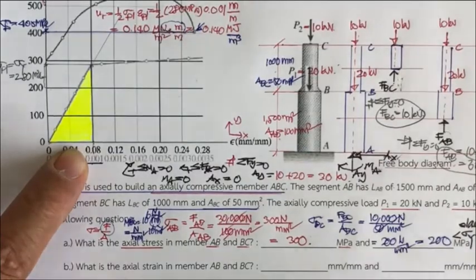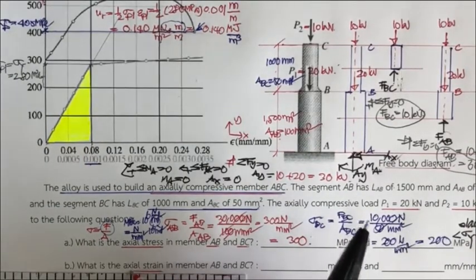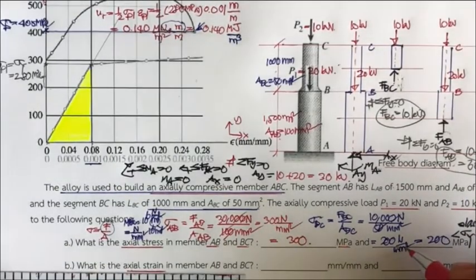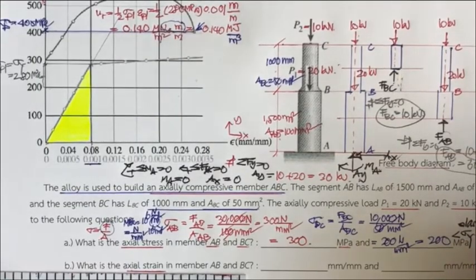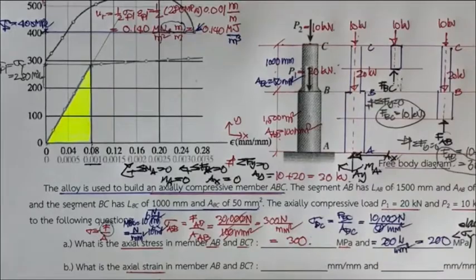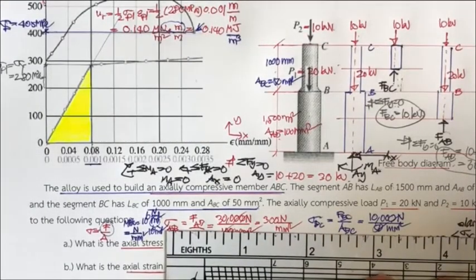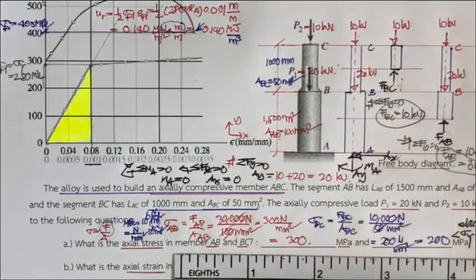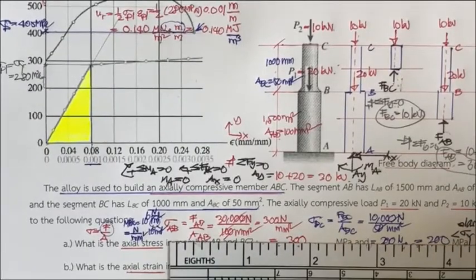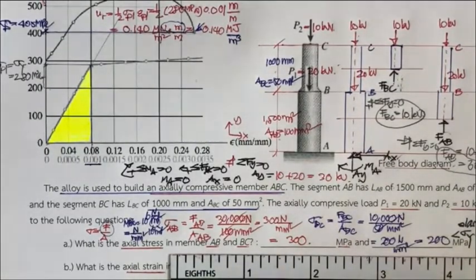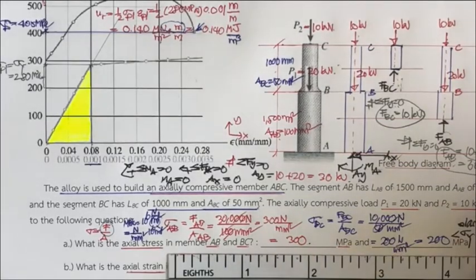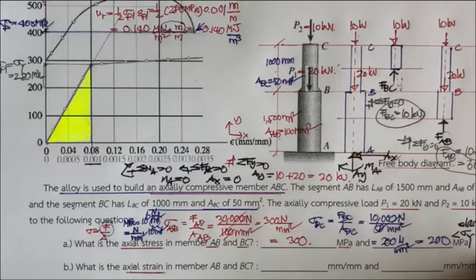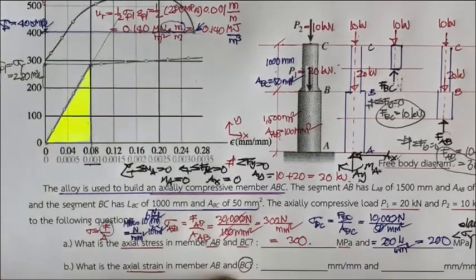Okay, and if you'd like to determine the axial strain for this, the strain of BC will be equal to the stress of BC divided by E. That is going to determine the strain for this portion BC.